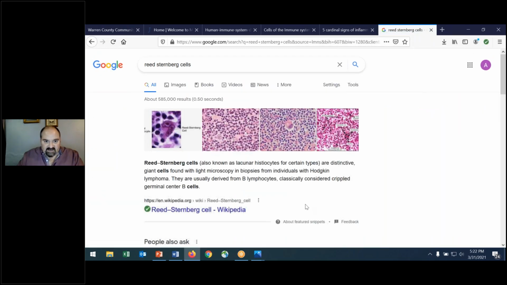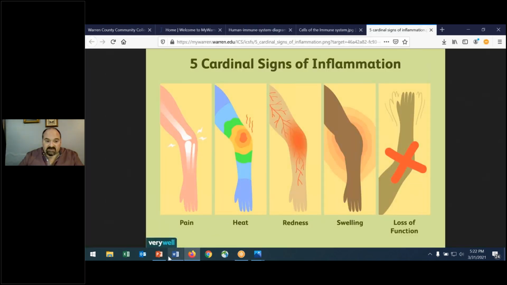Yeah, so, known as lacunar histiocytes for different types, distinctive giant cells found with light microscopy and biopsies from individuals with Hodgkin's lymphoma. Derived from B lymphocytes, classically considered crippled germinal center B cells. So these are B lymphocytes that are not your normal B lymphocytes. Again, these are going to be part of your specific immune response producing antibodies. They'll differentiate into plasma cells, which will in turn be the antibody producing cells of the immune system.